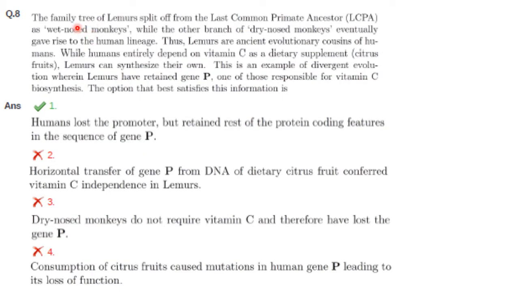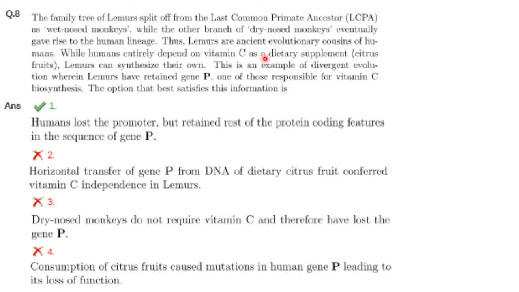Then next one. The family tree of lemurs split off from the last common primate ancestor as wet-nosed monkeys, while the other branch of dry-nosed monkeys eventually gave rise to the human lineage. So there was a last common primate ancestor, from where lemurs, that is wet-nosed monkeys, and dry-nosed monkeys split off. The lemurs were the wet-nosed monkeys and the dry-nosed monkeys led to humans. So that much is clear. Thus, lemurs are ancient evolutionary cousins of humans.